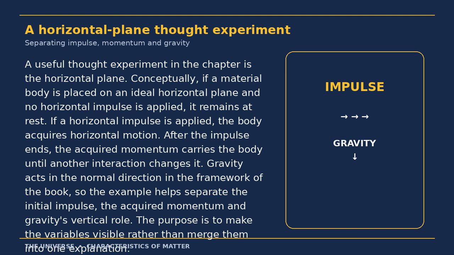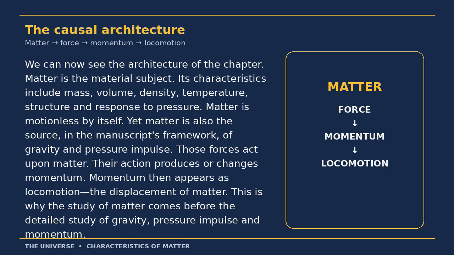We can now see the architecture of the chapter. Matter is the material subject. Its characteristics include mass, volume, density, temperature, structure and response to pressure. Matter is motionless by itself. Yet matter is also the source, in the manuscript's framework, of gravity and pressure impulse. Those forces act upon matter. Their action produces or changes momentum. Momentum then appears as locomotion, the displacement of matter. This is why the study of matter comes before the detailed study of gravity, pressure impulse, and momentum.